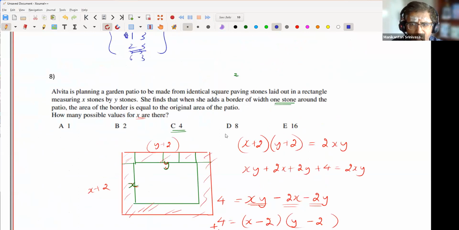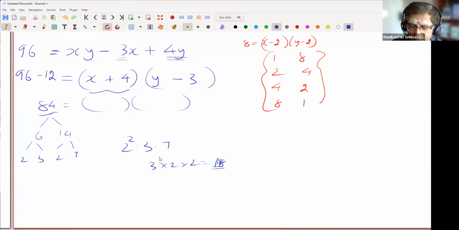Question 8. Question 9. Question 9 also is another simple one.